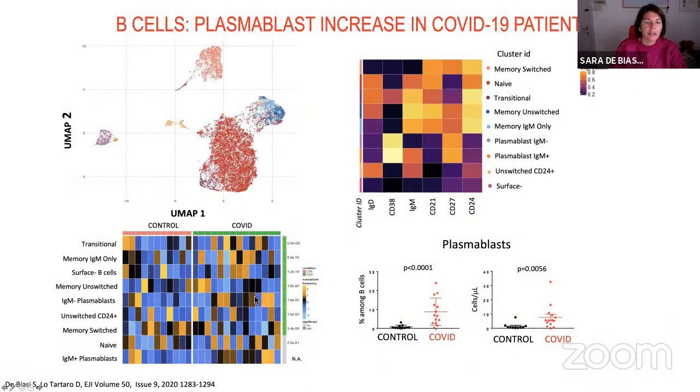And finally, I would like to show you data we published about B cells in COVID-19 patients, and also here the same methods were applied. So here we were able to identify different clusters of B cells, spanning from naive B cells arriving to unswitched CD24 B cells, which can represent a cluster of senescent B cells. And what we found out is that all the subpopulations of B cells are completely dysregulated in COVID-19 patients, and in particular, we found really high levels of plasmablasts if compared to healthy donors.